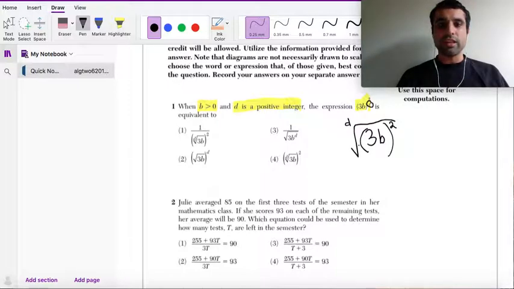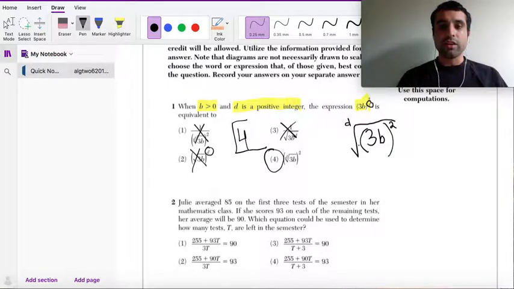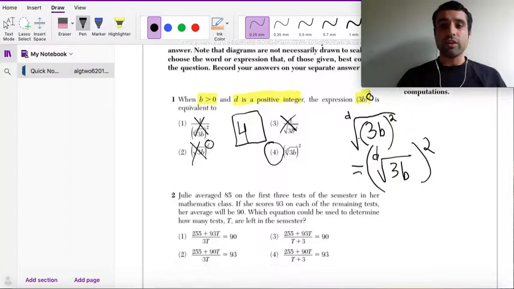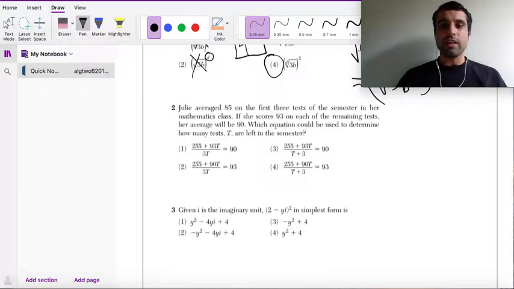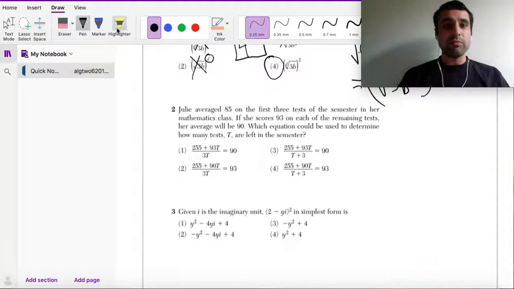Now if we check, the first choice has 1 in the numerator, and so does choice 3, so those are no good. Choice 2 has the d in the exponent instead of in the root. So by elimination, we know we have choice 4. The other way we could represent this is with the 3b in the root, and then we raise the whole thing to the power. So that's what we got for choice 4. All right, so that's about converting between radical form and rational exponents. Now let's look at number 2.